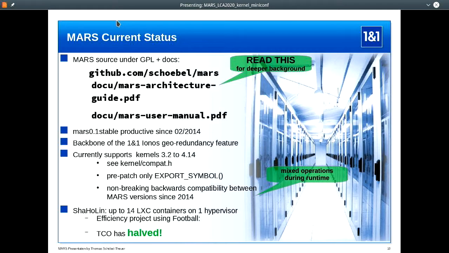And interestingly, the football project, which has increased the density, has led to half of TCO. So I think with respect to TCO, it's unbeatable. I know of no other storage system, because our machines are pizza boxes with local storage. There's no cheaper way. We have no storage network at all, but only a replication network, which need not be dimensioned for real-time I/O. That's the point. So it's much cheaper than anything else on the market.